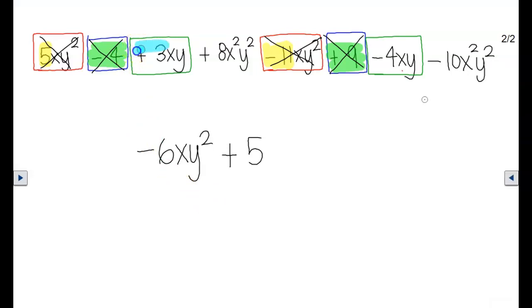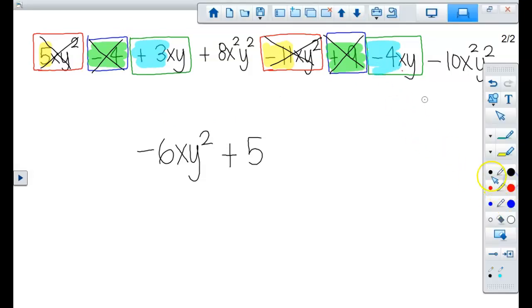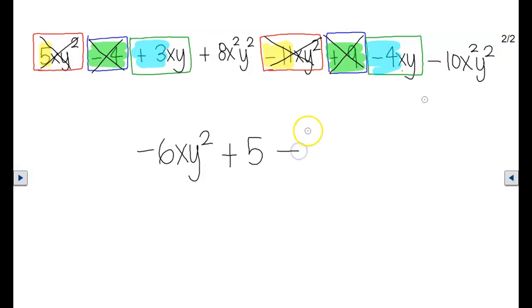So let's work with our numbers. You have a +3 -4. So if I do a +3 -4, I get a -1. So I'm going to write a -1 on my paper.